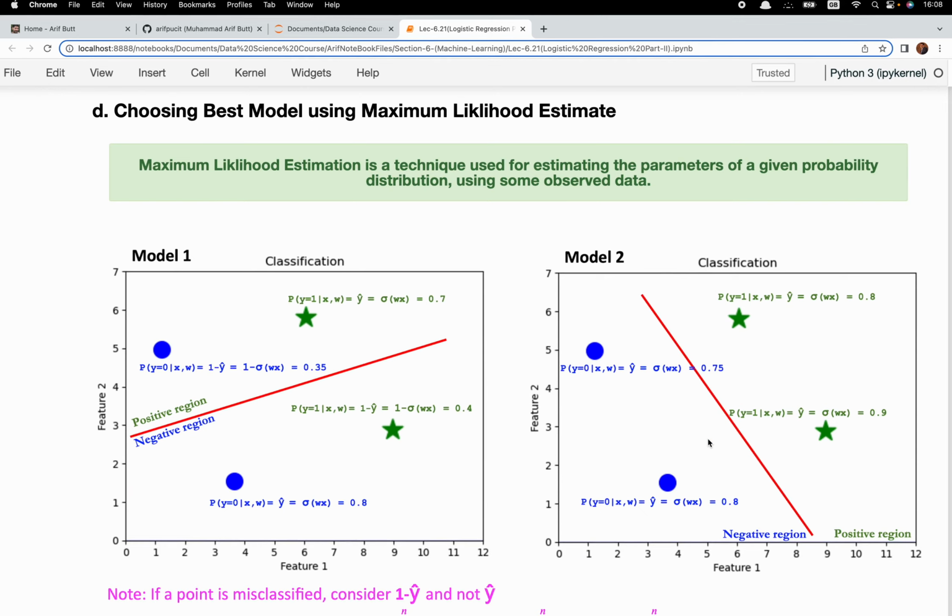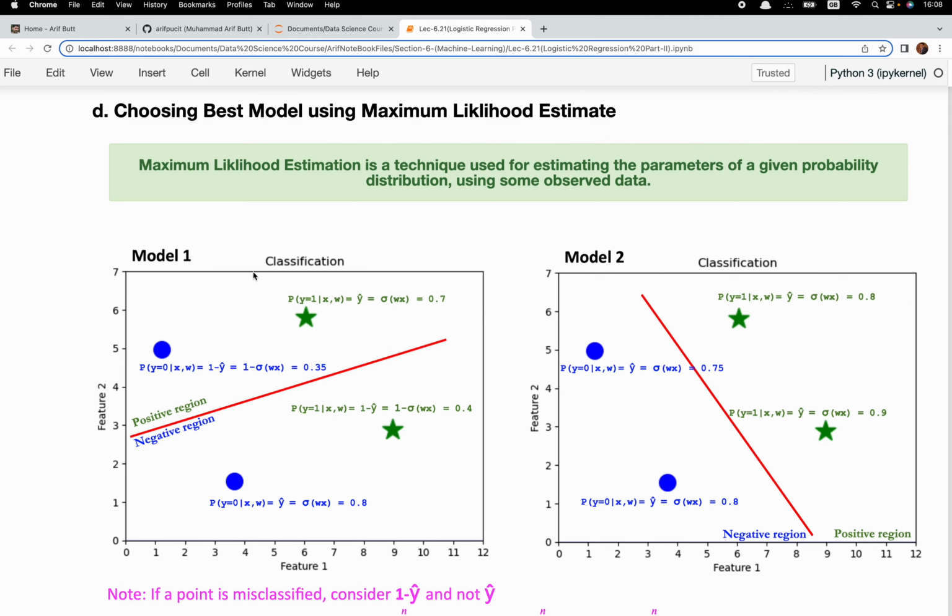I think the background is set now, and now we can move ahead and understand maximum likelihood estimate and binary cross entropy. Well, maximum likelihood estimation is a technique used for estimating the parameters of a given probability distribution using some observed data.